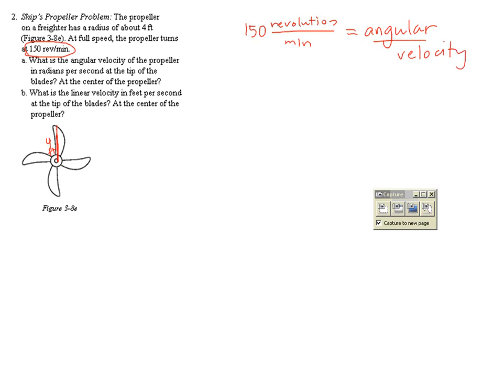Okay, so let's just take a look at what we have. We're being asked for the rest of this problem: what is the angular velocity of the propeller in radians per second at the tip of the blade and at the center of the propeller? Okay, so we've confirmed that I have an angular velocity, right? So now what this question is saying is give you the angular velocity, but give it in radians per second as opposed to revolutions per minute. So we have to convert this 150 revolutions per minute to radians per second.